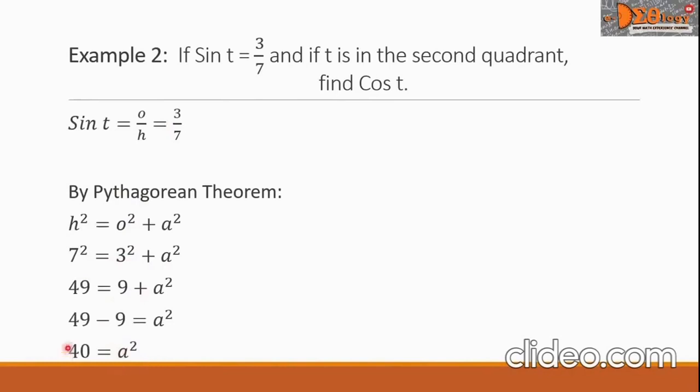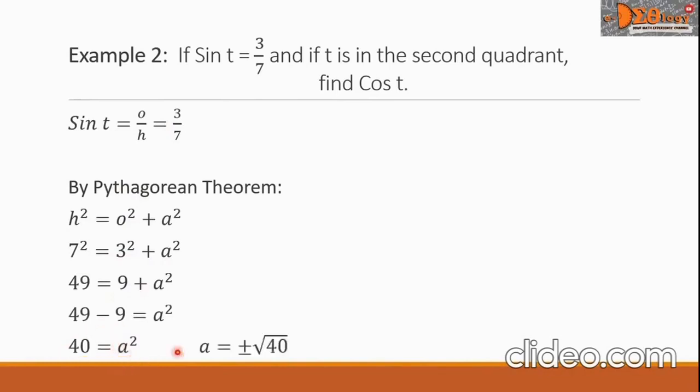And taking the square root of both sides, the a will come out alone. So we have a equals plus or minus the square root of 40. We can simplify this radical. We know that 40 has factors of 4 and 10, and further that is equal now to plus or minus 2 the square root of 10.